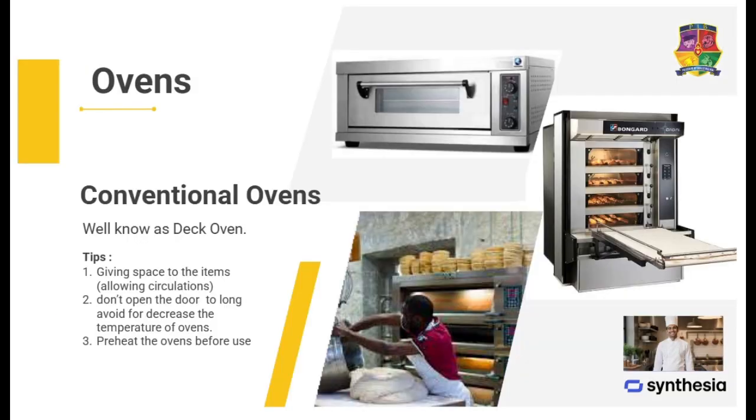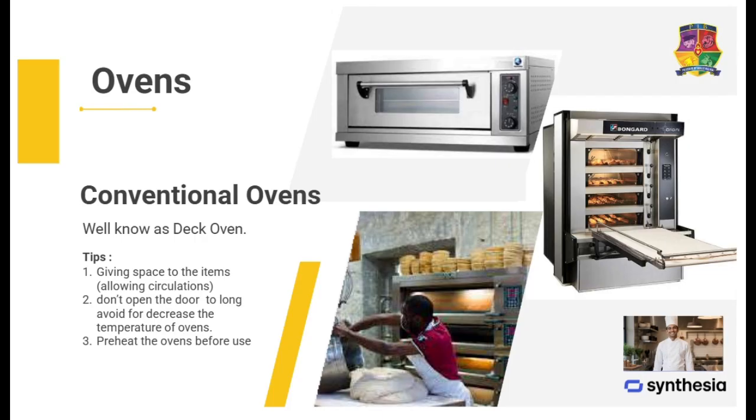Now let's move to another important category of cooking equipment: ovens, specifically the conventional oven or deck oven. This type of oven is commonly used in bakery and pastry production. One of its main characteristics is the presence of a deck or baking surface, where the products are placed for baking. There are several important points that we need to remember when operating this type of oven. First, give enough space between the products. Do not place bread or pastry products too close together. Adequate space allows heat to circulate properly and helps the products bake more evenly.